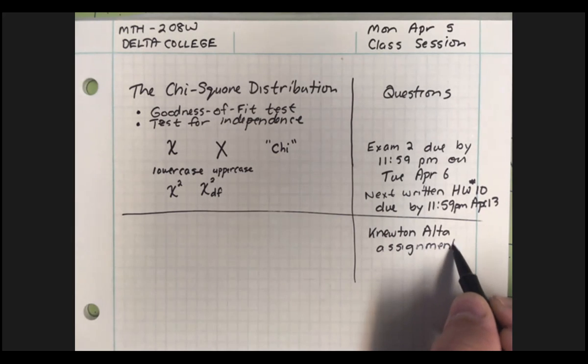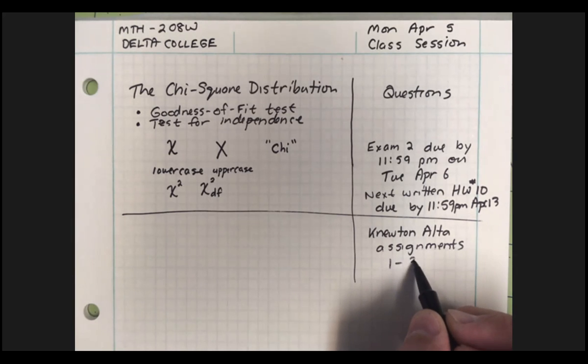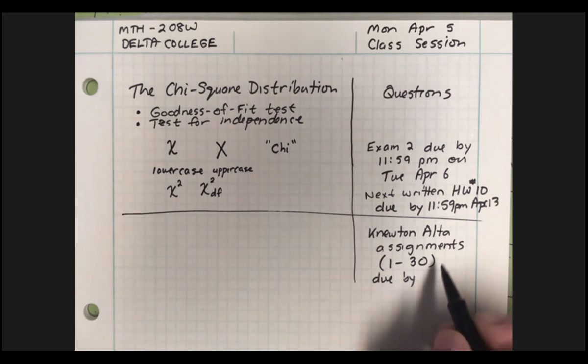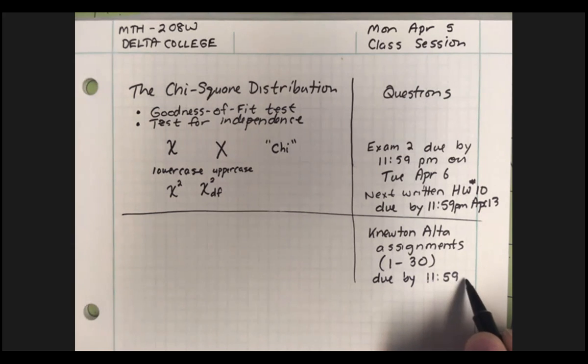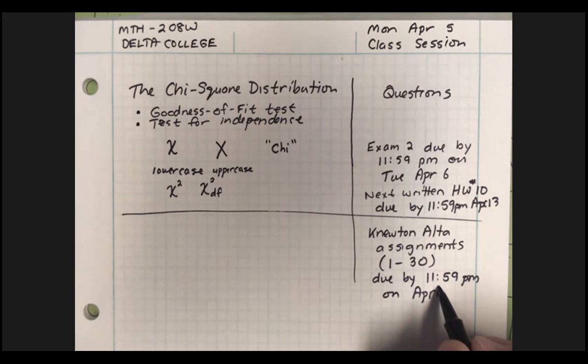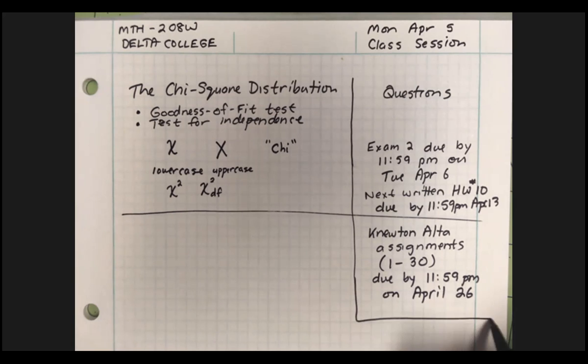So the Newton-Alta assignments, 1 through 30, final due date is Monday, April 26. That's 3 weeks from today. So if you have to catch up in those, then make sure that you're spending the time you need inside that. Okay, other than that, everything else is operating as normal.